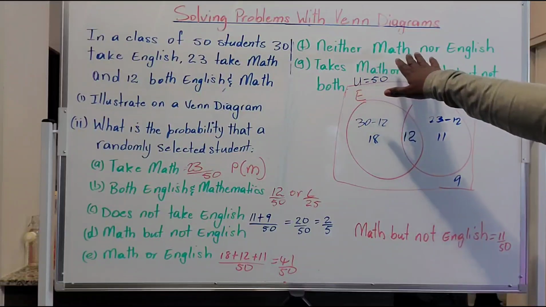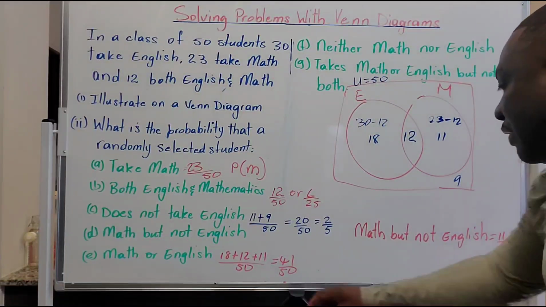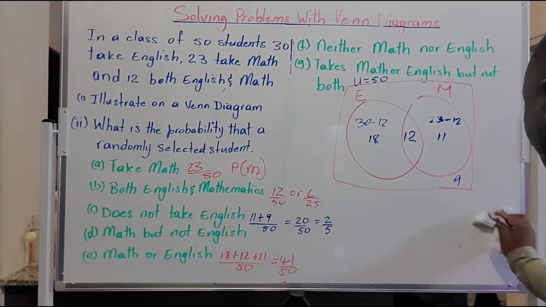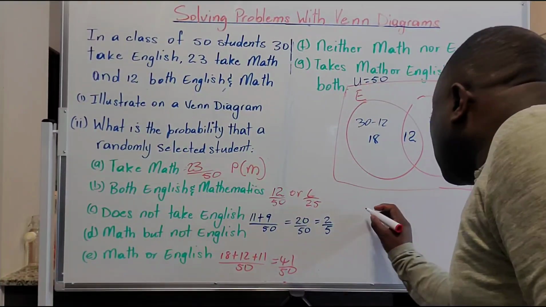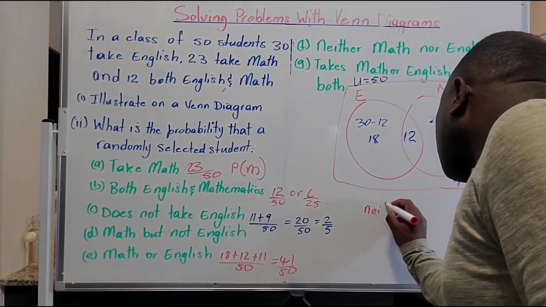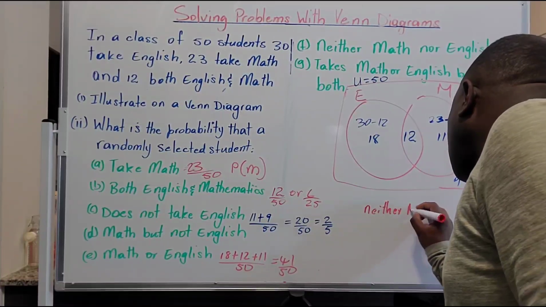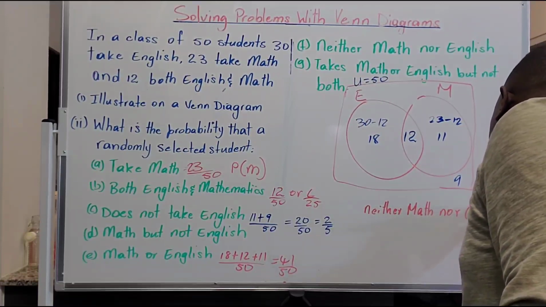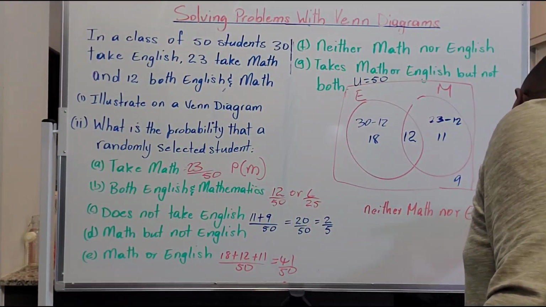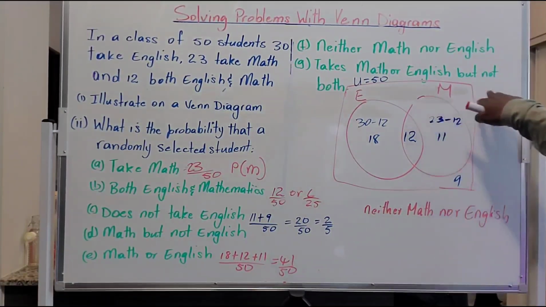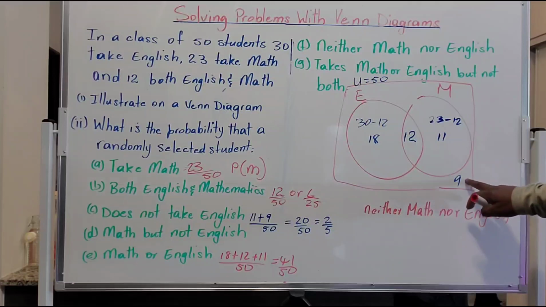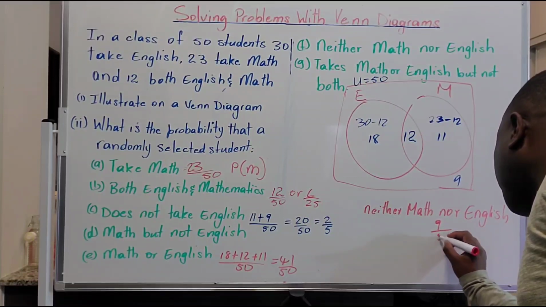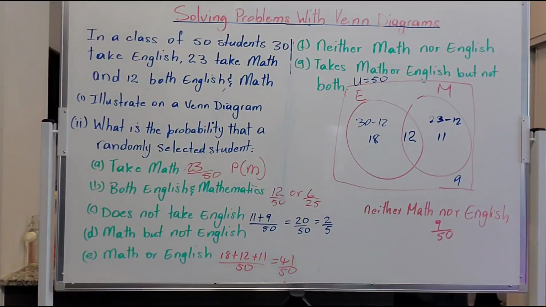The next one is neither math nor English, which means I will have to make some space on my board here. Neither math nor English. So, in other words, look to see how many students are not doing any of these two subjects. And for sure, it's 9 students standing alone. So 9 out of 50 students.